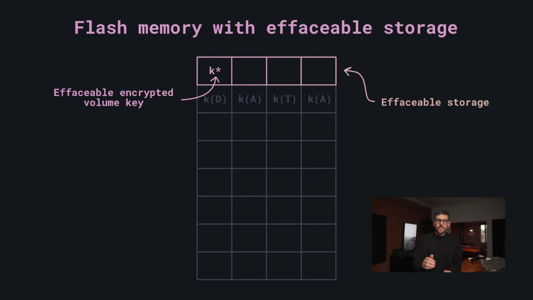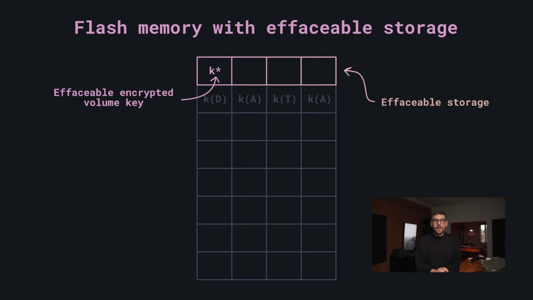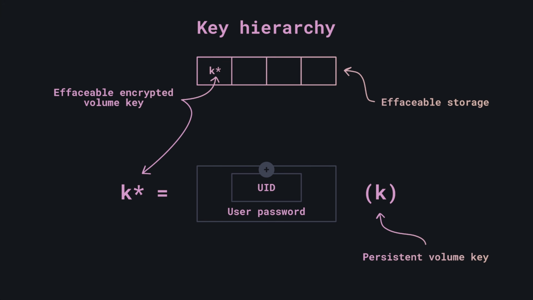all of this data is then encrypted with a volume key, and that's small k. And in the effaceable storage is the effaceable encrypted volume key. That means that if someone was to exfiltrate the data of the effaceable storage, they would not be able to access K, and K is the encryption key used to encrypt all of the information on the drive. And that's enforced using something called a key hierarchy.